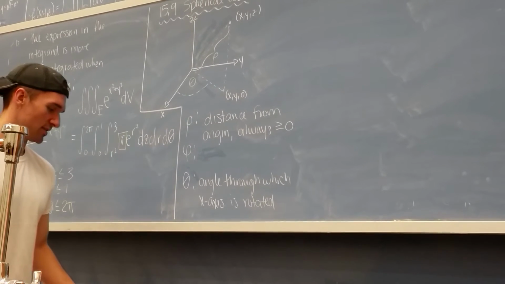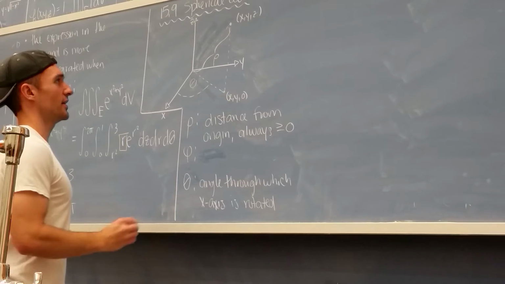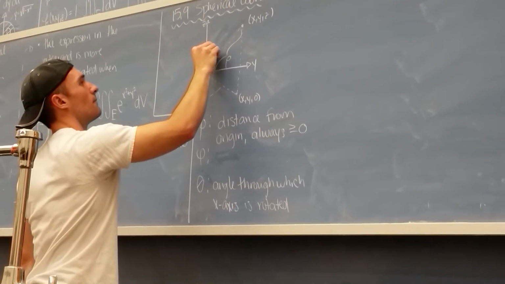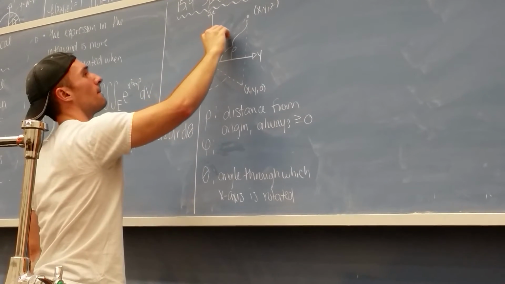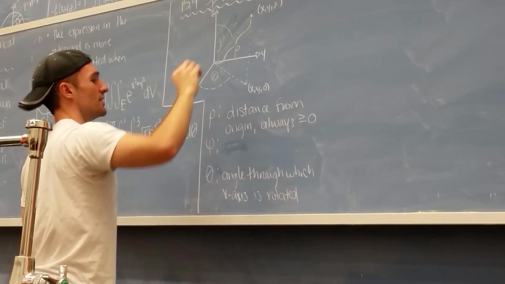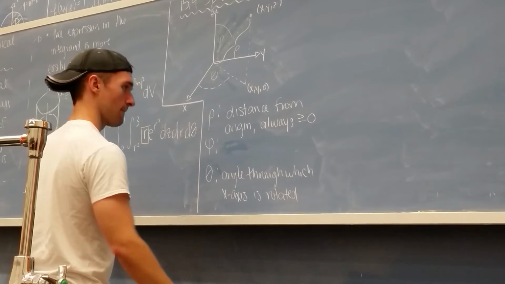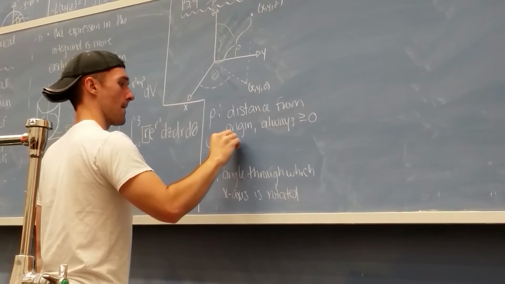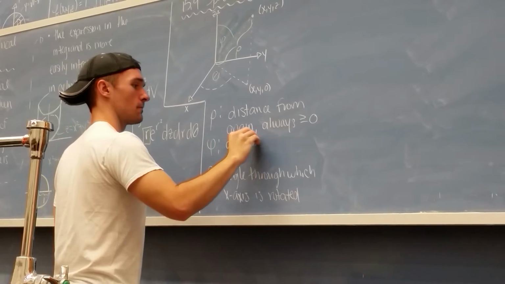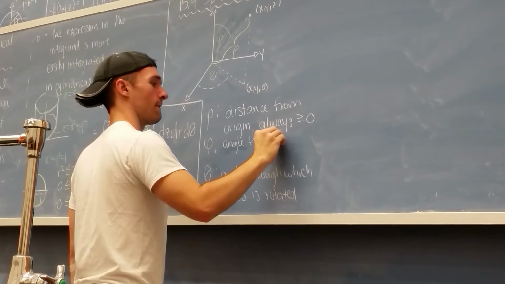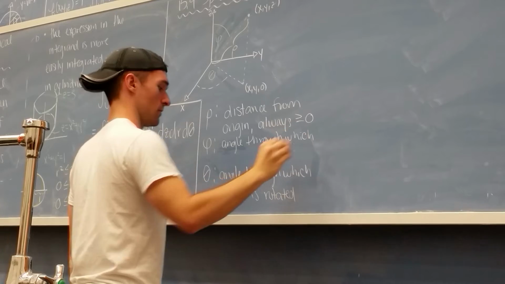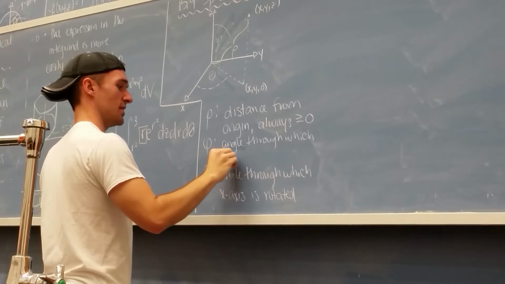And then phi is the sort of new one. I'll do it in green, I guess. So phi is the angle through which the z-axis is rotated.